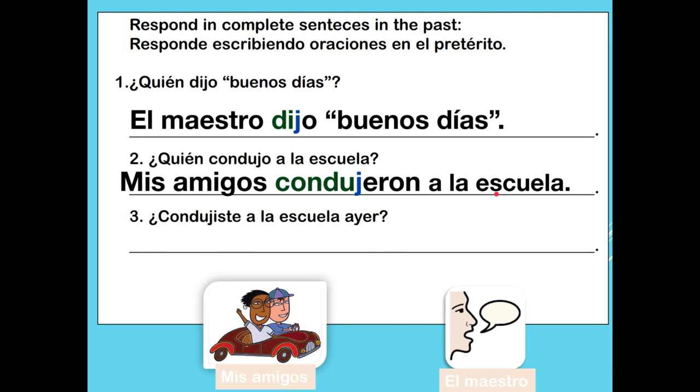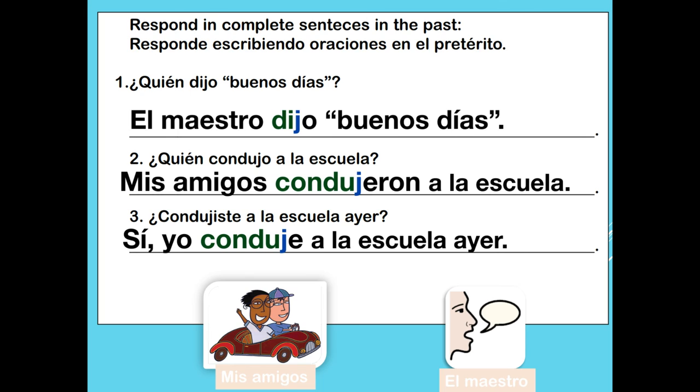And another type of question could be a personal question. If I ask you, ¿condujiste a la escuela ayer? Notice that I'm not asking who, I'm saying, did you drive, right? Condujiste, this puts it in the past and is conjugated in the you informal form. So I'm asking you, did you drive to school yesterday? So when you respond to the question, you're not going to tell me condujiste, sí condujiste, right? Because I'm asking you, did you drive? We know we have to make the switch to I drove. Yes, I drove. No, I didn't drive. So if you answer yes to the question, sí, yo conduje a la escuela ayer. Yes, I drove to school yesterday.